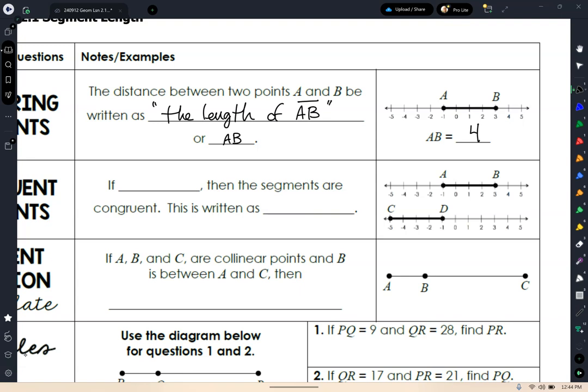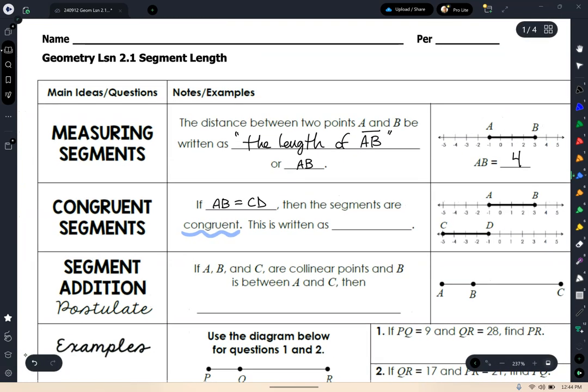Now, here we have two segments: segment AB and segment CD. You can see that AB is 1, 2, 3, 4 units long and CD is 1, 2, 3, 4 units long. So if we made this statement, the length of segment AB is equal to the length of segment CD, then the language we would use for that is this word right here. You've seen this word before, but this idea of congruent means having the same measure. So let's write that down here, having the same measure. I'm going to do some highlighting here and there, so if you want to have a highlighter or color out, you can, but you don't have to.